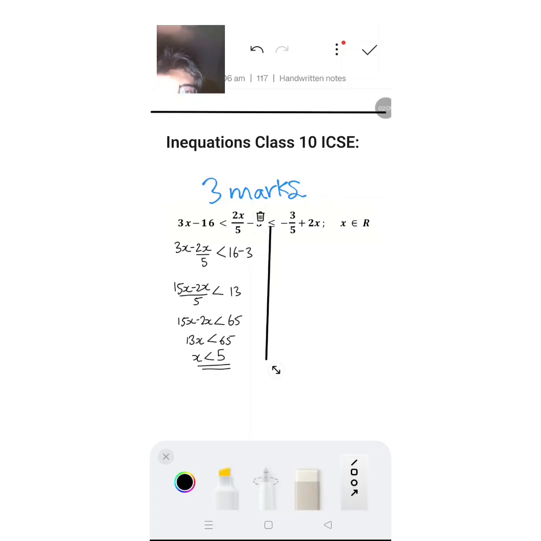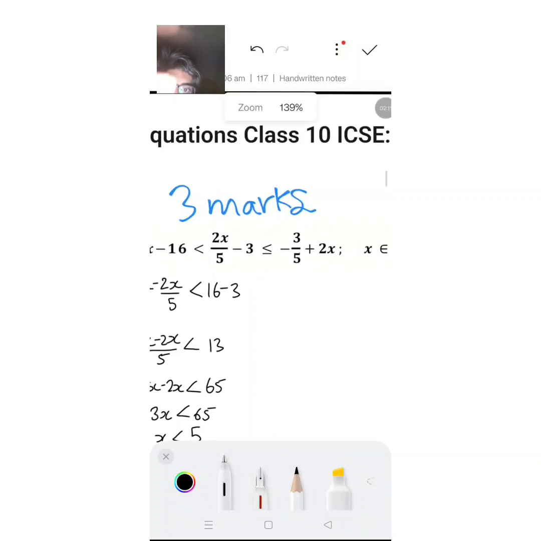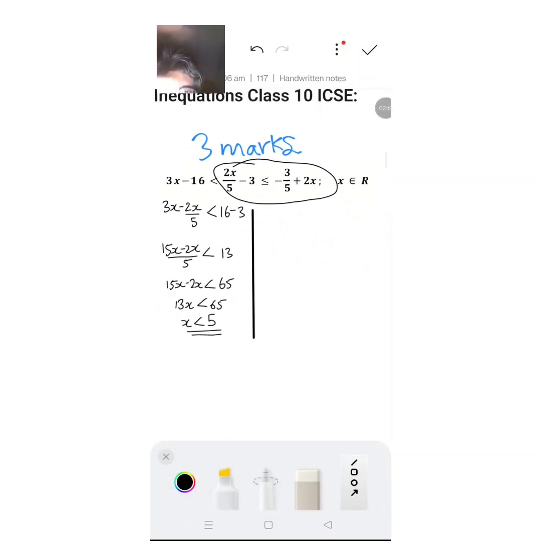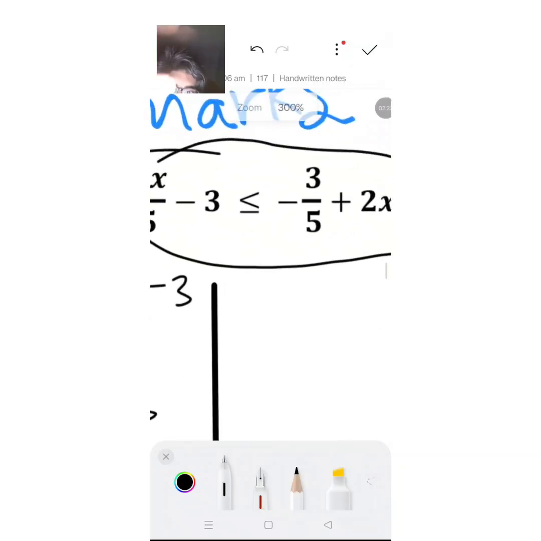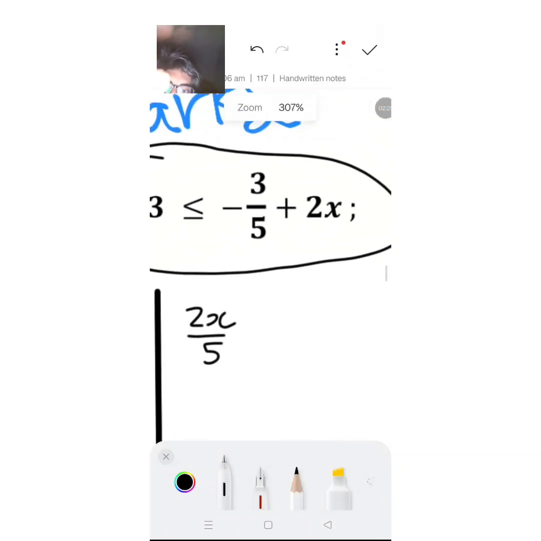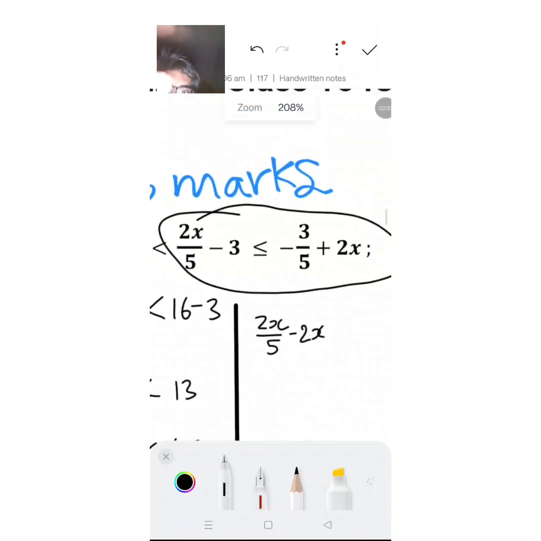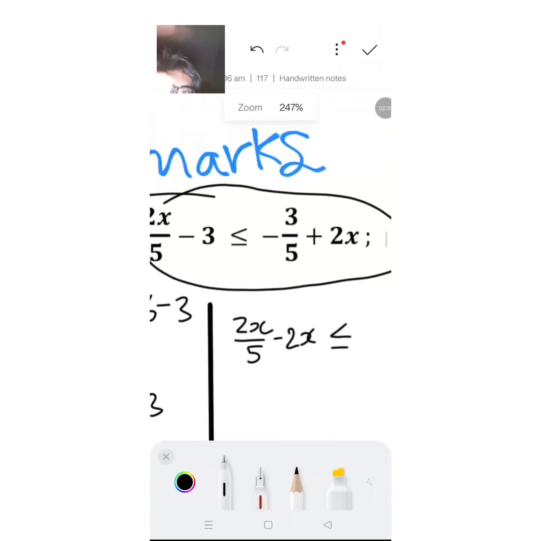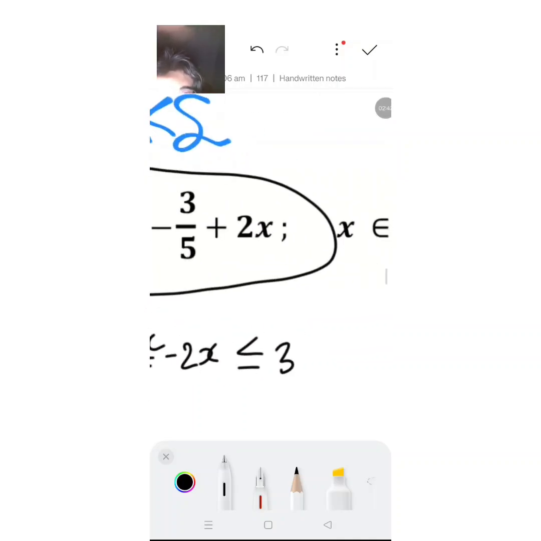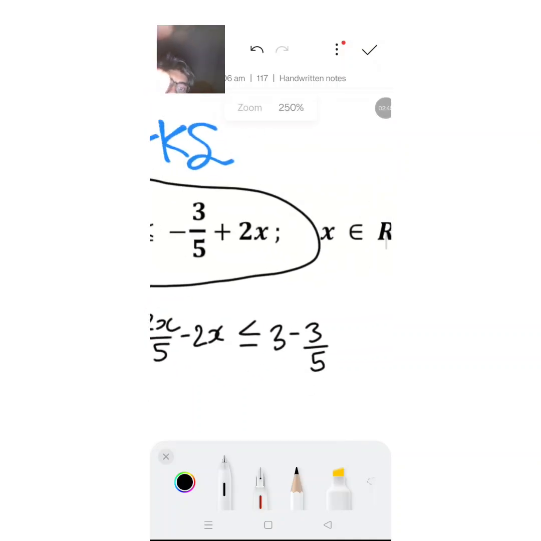So the next part should include this one as well. Now you solve it basically. So 2x by 5, and you get this 2x also here. So minus 2x less than or equal to, you get this 3 over here. So 3 minus 3 by 5. And that's it, you solve it.